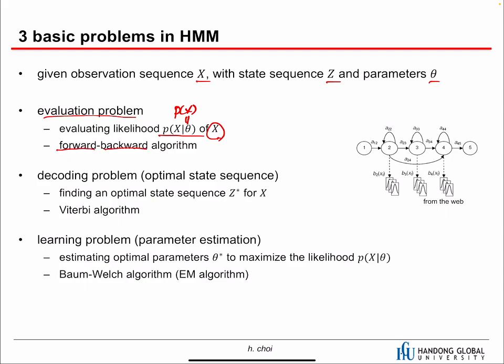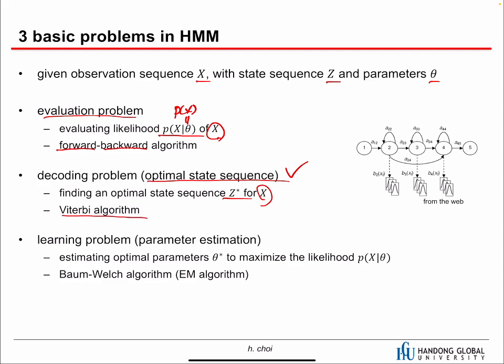And the second one is the decoding problem, or finding an optimal state sequence. Given X, we want to find the best hidden sequence, Z. Speech recognition system is nothing but this decoding problem in the HMM. Given all the observations, audio signals, we want to find the best sequence of hidden states. The hidden states would be like the phonemes. So the sequence of phonemes will define the words and the sentence. And we will talk about the Viterbi algorithm.